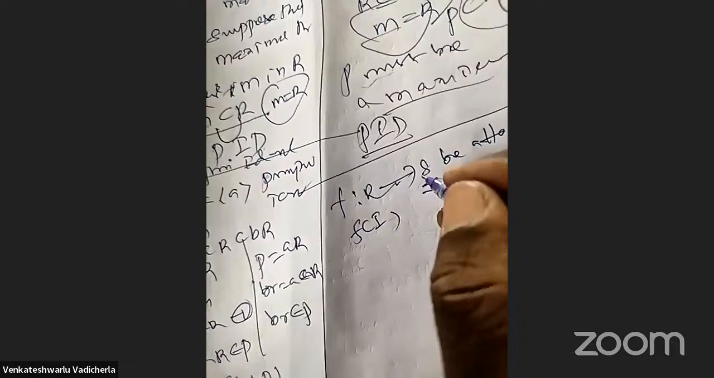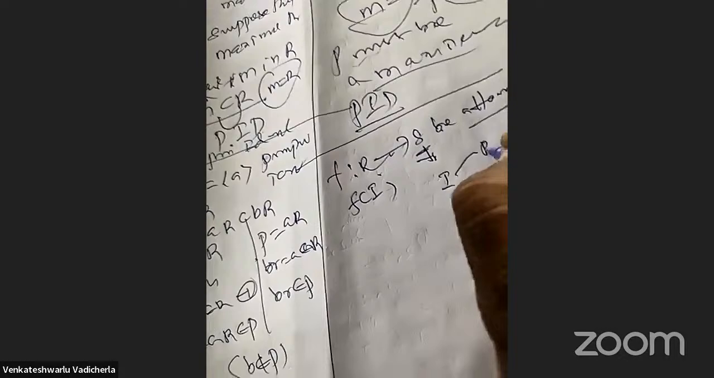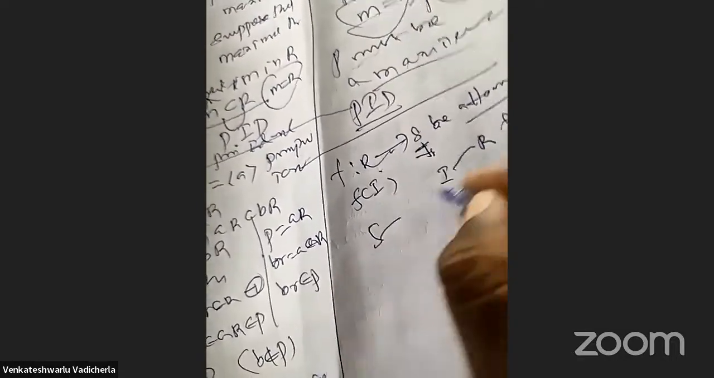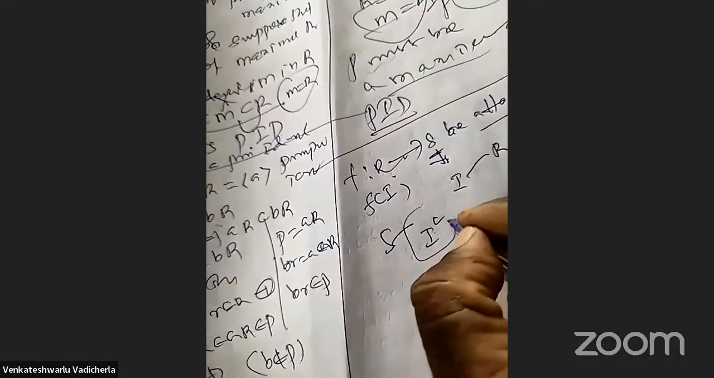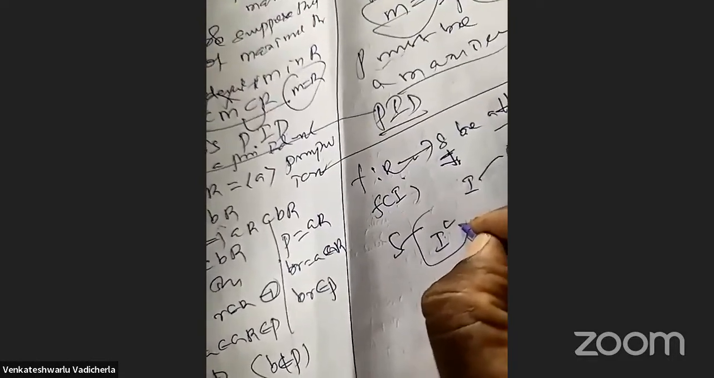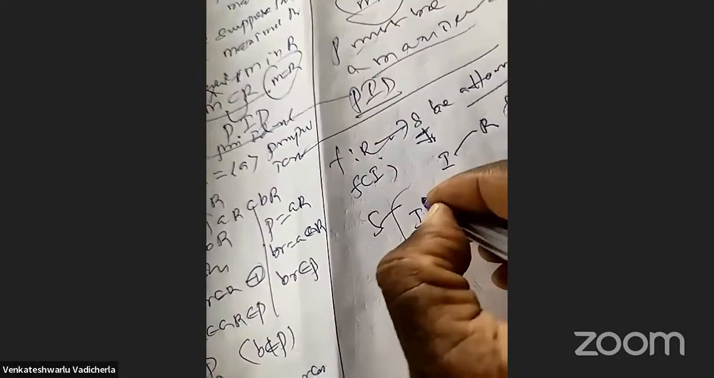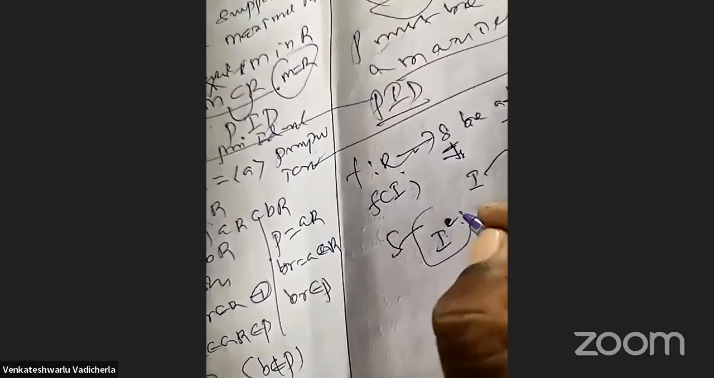I is an ideal of R, and f from R to S is a homomorphism. The ideal generated by f of I in S is called the extension of I with respect to f. It is denoted by I power of e, the small e extension, and similarly for any ideal J.